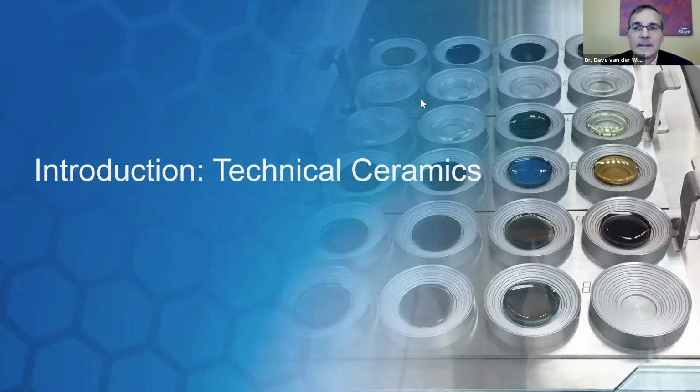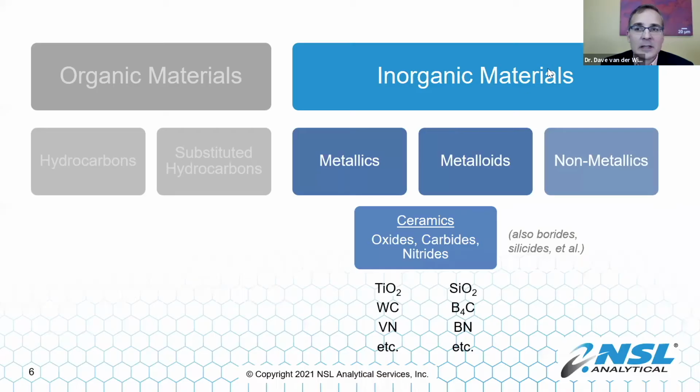Okay, thanks, Akhilesh. I'll start now looking at technical ceramic materials, just so we're all on the same page and speaking the same language here. So ceramics are, of course, inorganic materials. Typically, they're compounds of metallic or semi-metallic elements, such as shown there. Silicon and boron would be metalloids or semi-metallics, and of course, all the metals. Most often, we're talking about oxides, carbides, or nitrides, although there are other types of ceramics, such as borides and silicides.